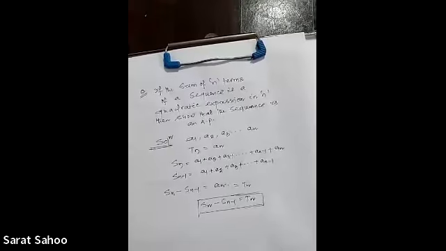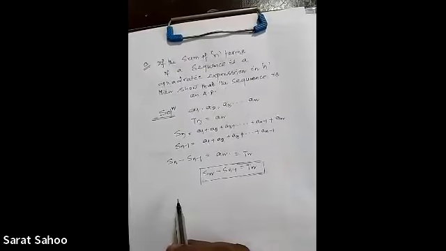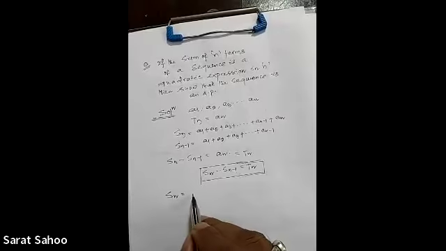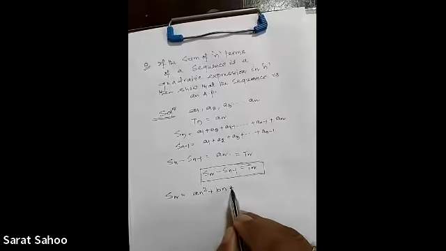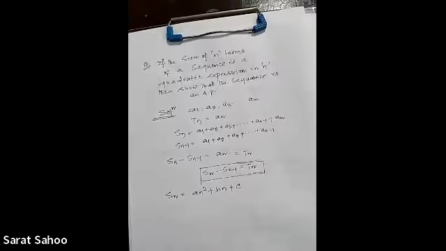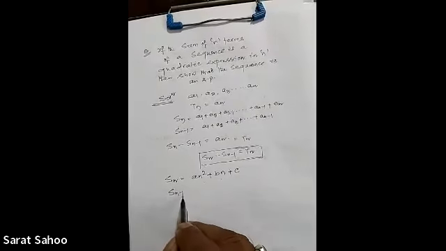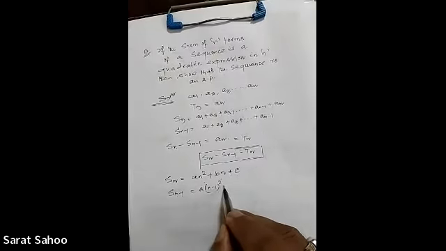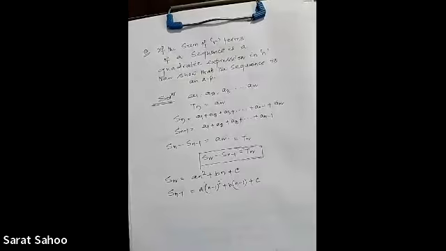It is given that the sum of n terms of a sequence is a quadratic expression in n. Sn is equal to an square plus bn plus c, where a, b, c are arbitrary constants. If Sn is equal to an square plus bn plus c, then what will be Sn minus 1? It is a into n minus 1 square plus b into n minus 1 plus c.